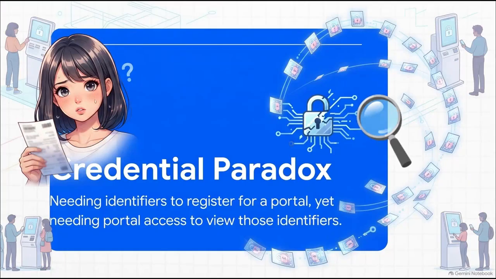What you might be experiencing right now, especially if you're an unregistered or paperless customer, is something industry experts call the credential paradox. It's the ultimate catch-22. To get into the MyOUC portal, you absolutely need your account numbers. But to actually see those numbers, you need to get into the portal. It feels impossible, right? But I promise you, there are a few clever ways to break this loop.